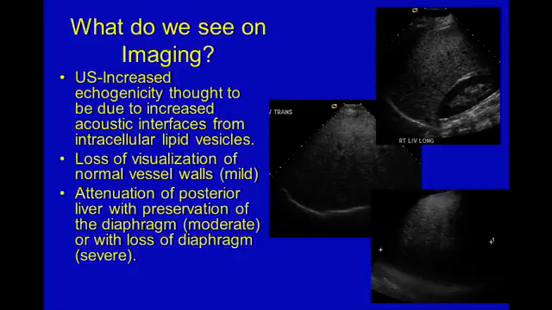Well, with ultrasound, we see increased echogenicity, and that's thought to be due to increased acoustic interfaces from intracellular lipid vesicles. We don't see the normal vessel walls when it's mild. You can see here we've lost the portal triads, and the kidney is dark compared to the liver. As it becomes more severe, we have more and more reflection of the sound back towards the transducer with more attenuation distally, and we begin to lose the echoes in the posterior surface of the liver. And you can see as it becomes severe, we've lost the ability to see the diaphragm posteriorly.